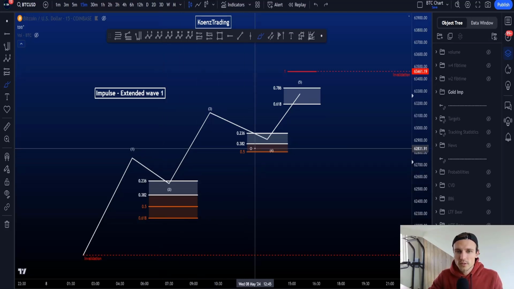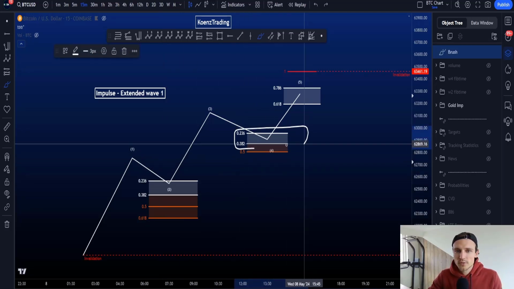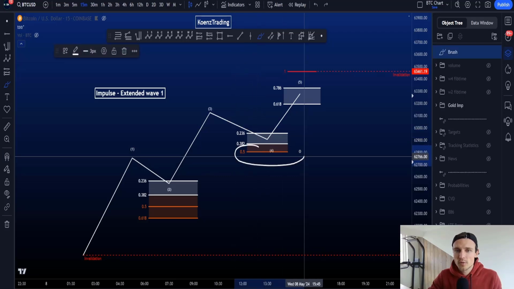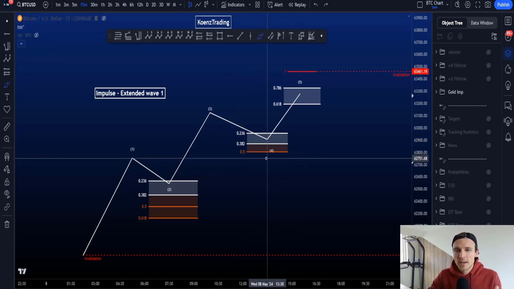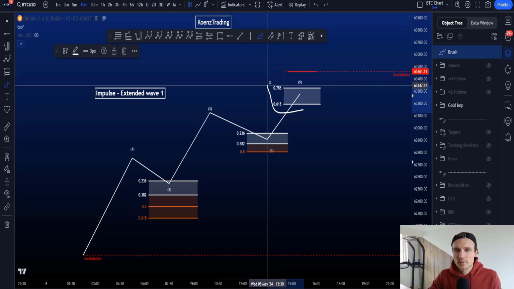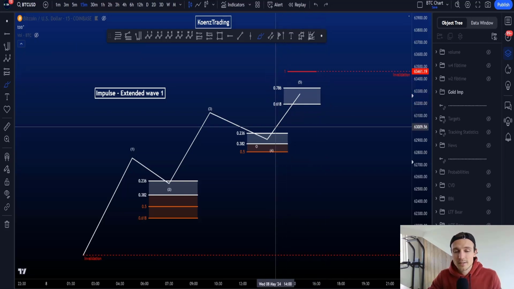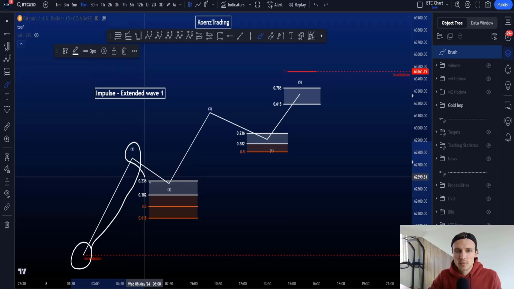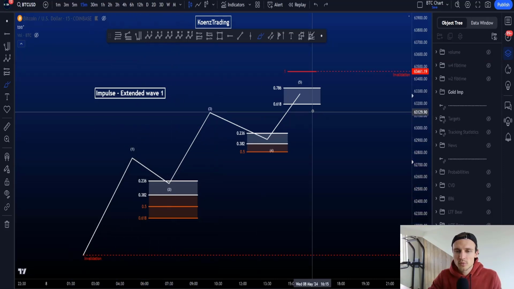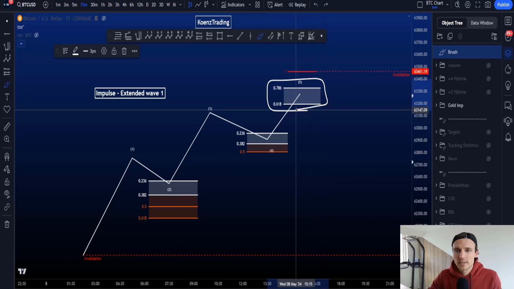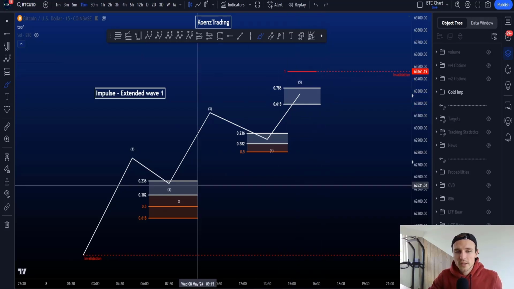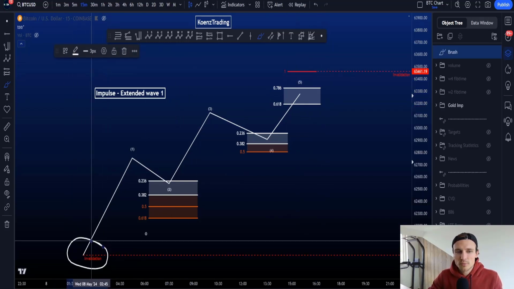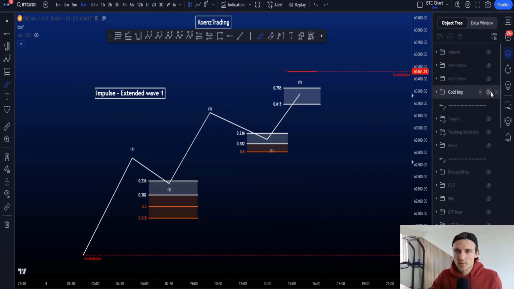For a wave 4, the common target area is the 0.236 to the 0.382, with the 0.5 being uncommon, and the common target area for a wave 5 in an impulse with an extended wave 1 is a trend-based sub-extension from the low to the high of 1 to the low of wave 2. Toggle on the 0.618 and the 0.786. Until your impulse is finished, the invalidation is also priced taking the low of wave 1.